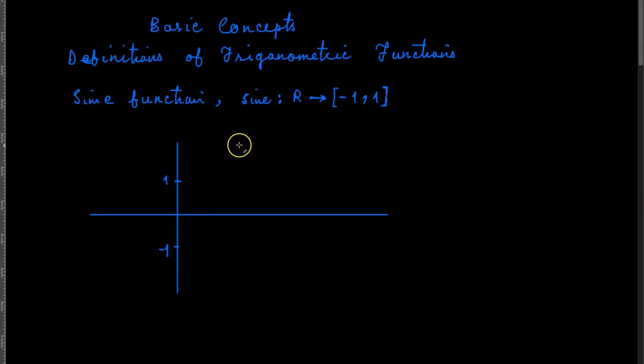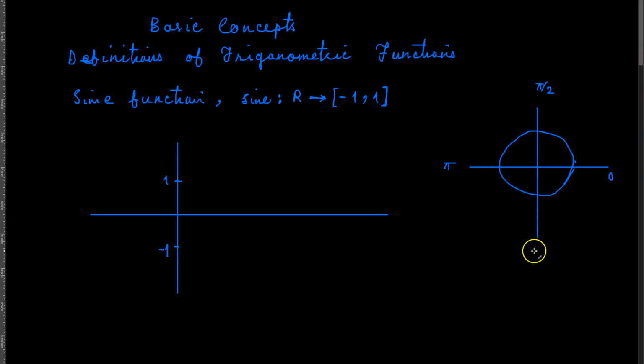Then the domain of the function is the set of real numbers, meaning that if you think about this in terms of a unit circle, then you have a circle over here. I'm going to simply draw a circle like this, and this is 0. This is pi by 2 in radians, this is pi, this is 3 pi by 2, and this is 2 pi, all in radians.